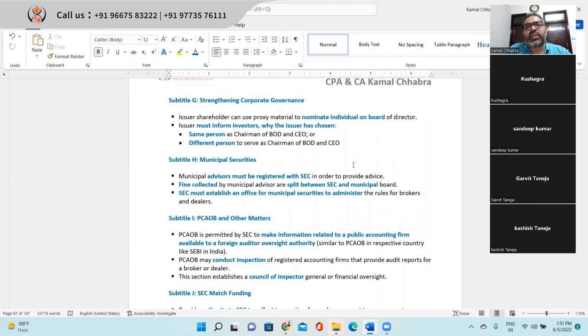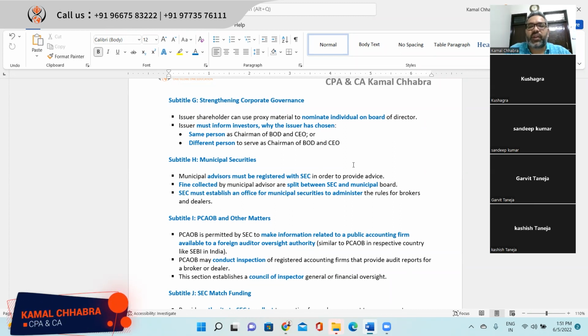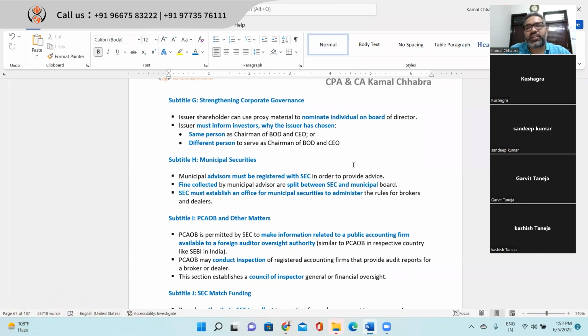Second, the issuer must inform investors why the issuer has chosen the same person as the chairman of the board of directors and CEO, and why a different person serves as chairman of the board of directors or CEO. So in both cases, the issuer must inform the investor why they have chosen someone as CEO and why they have chosen someone as chairman of the board of directors, or why they have chosen the same person to be both. In any such scenario, they need to give the declaration to the investor.